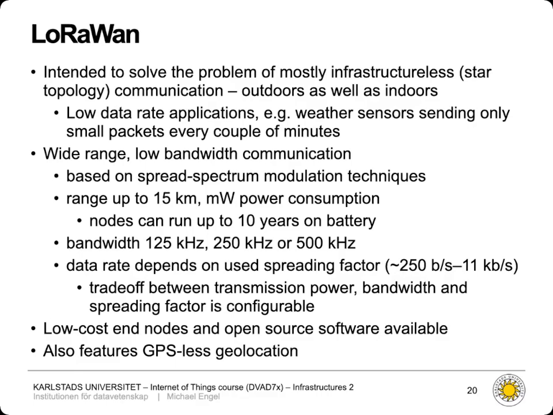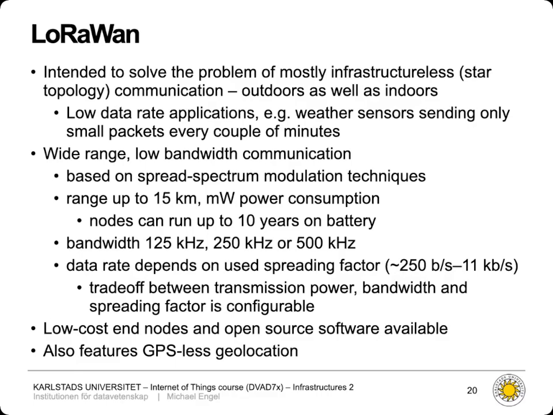So if we want to go to long range networks, again, we have LoRaWAN. This is intended to solve the problem of mostly infrastructureless communication, as we've seen before, outdoors as well as indoors. So compared to the short range solutions, now we have very low data rates here. And this can be like weather sensors that only send small packets with whatever temperature and air pressure every couple of minutes because you don't need that data so often. So you want to have a wide range communication and then you accept a very low bandwidth.